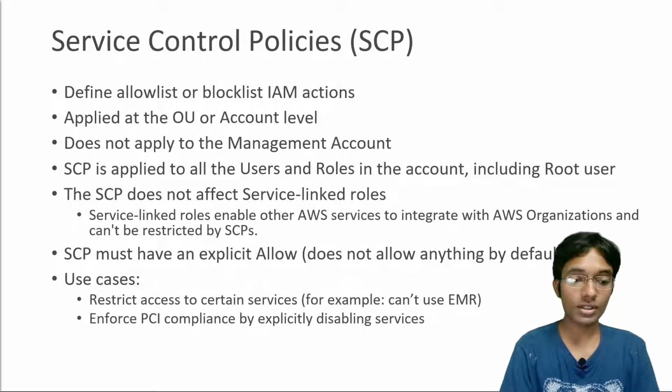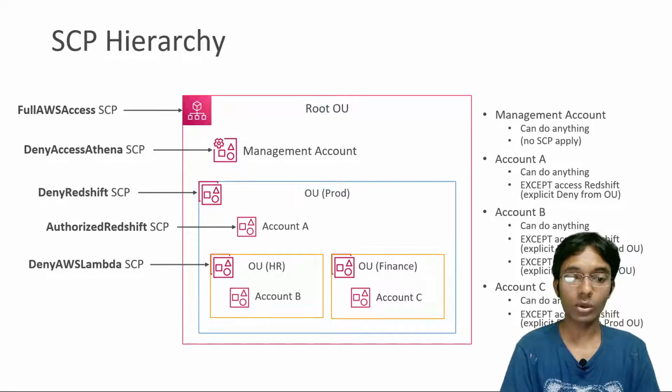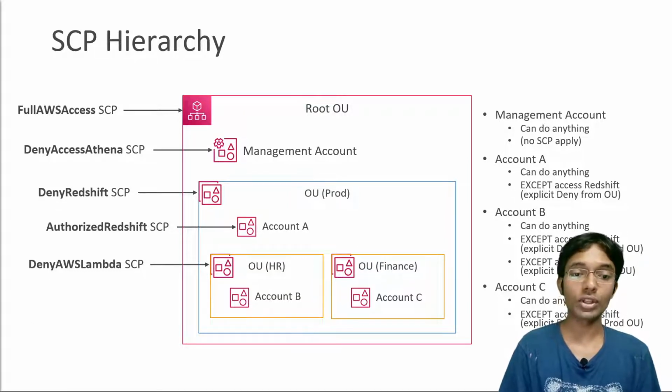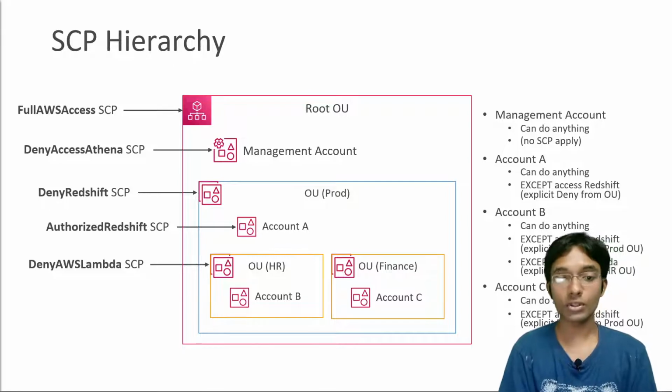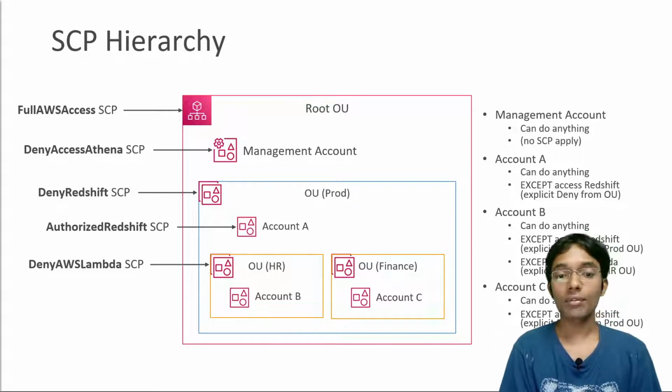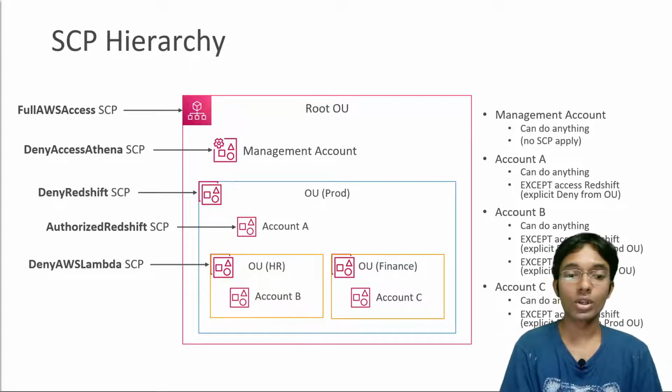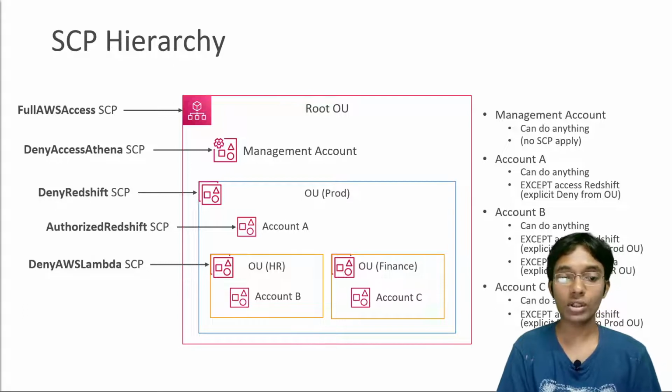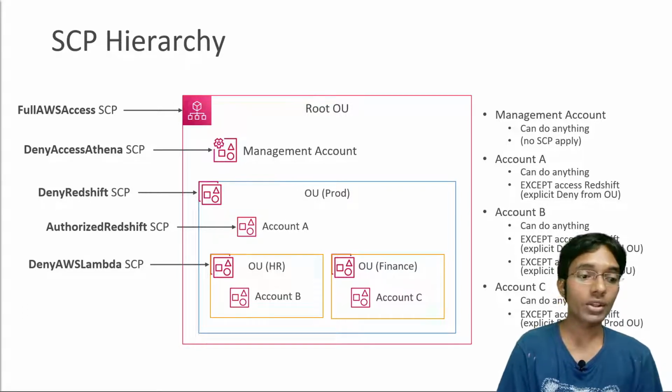So now let's have a look at this hierarchy. We have our root organizational unit, the management account, the organizational unit production, or account A, the organizational unit HR, the organizational unit finance with accounts B and C, and we have different service control policies applied at different levels. When the arrow is pointing to an organizational unit, that means it's applied to the organizational unit, else it's applied to an account.